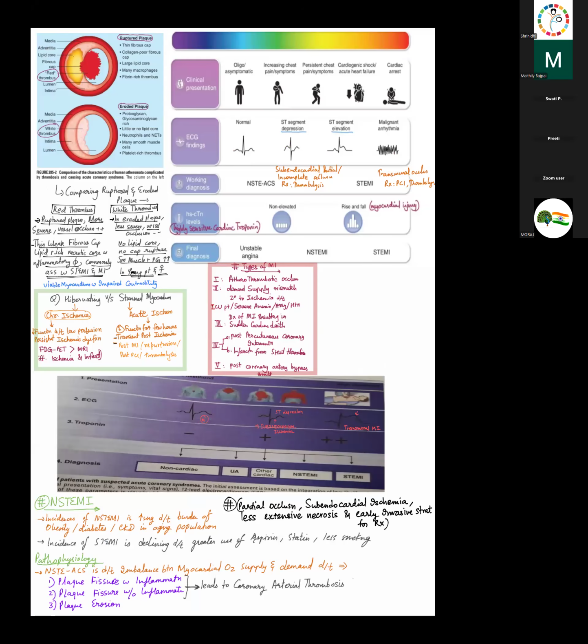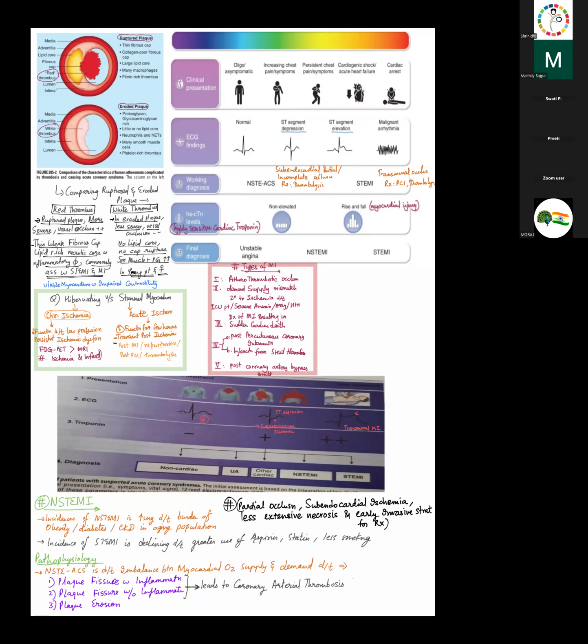Next, I will continue with how a human atheroma complication occurs, causing an acute coronary syndrome. There are two types of plaques: ruptured plaque and eroded plaque. The ruptured plaque has a red thrombus, and the eroded plaque has a white thrombus.